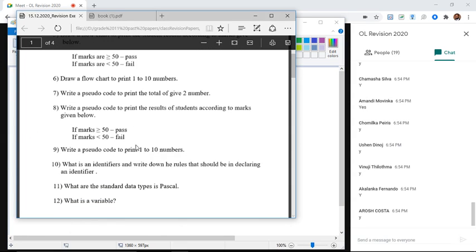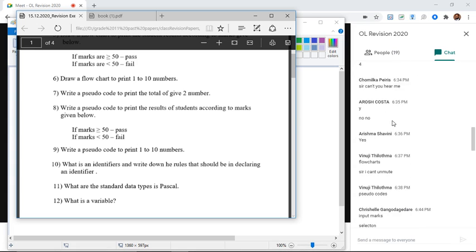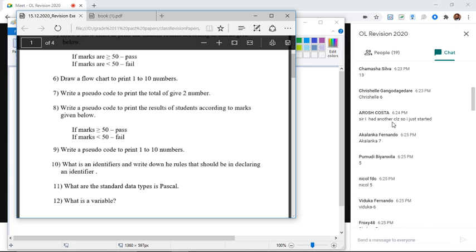Okay. Right. Draw a flow chart to print 1 to 10 numbers. Right. Now you are having something. Right. Draw a flow chart to print 1 to 10. Okay. Right. Akalanka, how can you do this? Seventh one, write a pseudocode. No. Draw a flowchart. Sixth one. Draw a flowchart to print 1 to 10 numbers. How can you do that? What do you have to know, Akalanka, to do this thing?